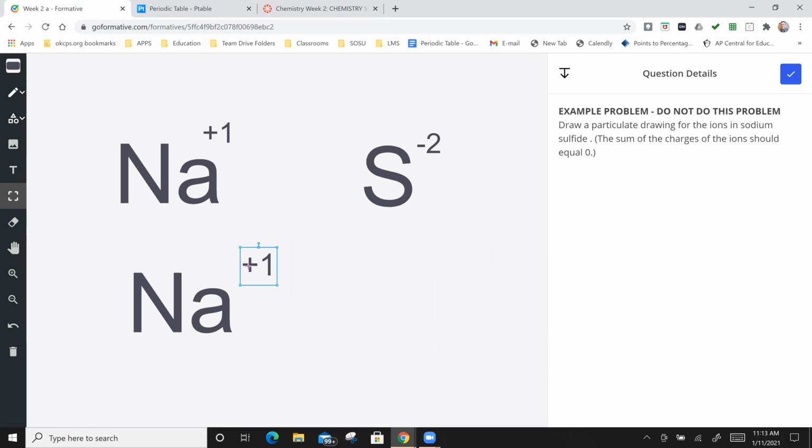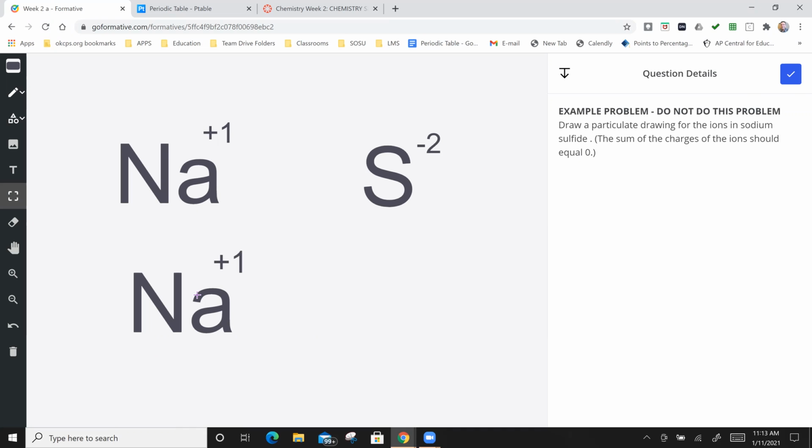And so now what we see is we have sodium +1, and sulfur -2. So 1 + 1 - 2 gives us 0. And so we have the right ratio of sodium ions to sulfide ions. And so actually the formula would be Na2S, because that's what our picture would show. The sum of the charges equals 0. And so that's all you need to do in your pictures.